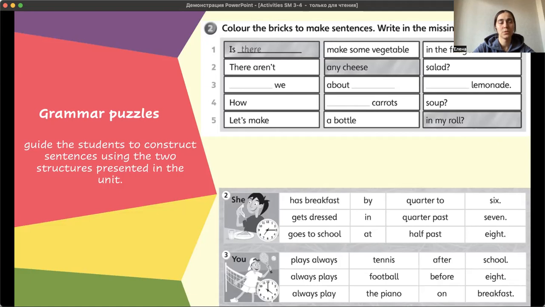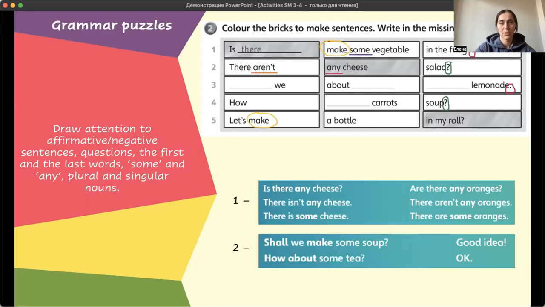For some students, it's really difficult because maybe they haven't fully got this grammar. But for others, it's easier. So those who have no problems with grammar complete these tasks with ease. So let's look closer at the first type. For example, this one is about the "is there" construction and "shall we". So here I usually draw my students' attention to questions, to negative and positive sentences.